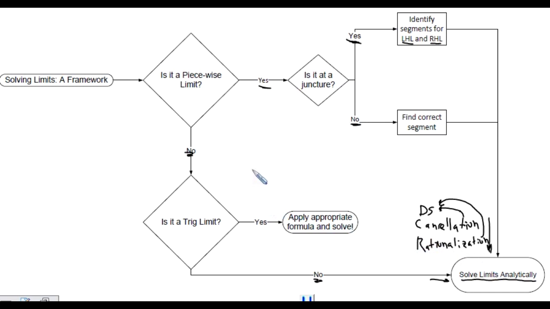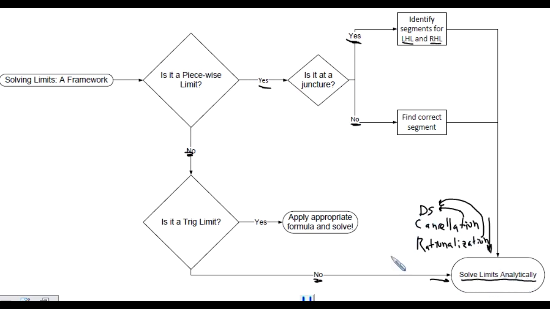And so this is kind of the overall framework, right? So first thing you look at is, is it a piecewise limit? If it is, is it at a juncture? If it's a piecewise limit, when you're solving the limit at a juncture, you know how to do that. Left-hand limit, right-hand limit, boom, solving limits analytically. If it's not at a juncture, well then it's basically just a normal limit. So you go right into solving the limit analytically. And if it's not a piecewise limit, is it a trig limit? We know what those look like. We know how to solve those. If it's not piecewise, if it's not trig, it's just a straight up normal vanilla limit. You go right into solving limits analytically.